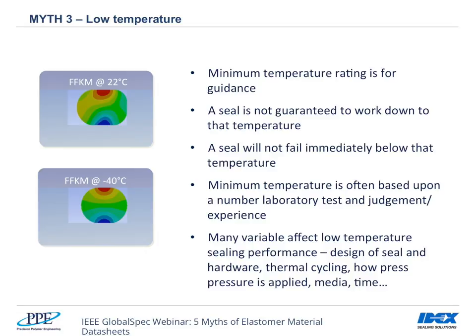At the opposite end of the spectrum, we have myth number 3, and that's around the minimum temperature rating for a material. Again, this should be used for guidance. The material is not guaranteed to perform at that minimum temperature, as there are many variables that will affect it. The minimum temperature is often based upon a number of tests, followed by judgment and experience. There are many variables that will affect the performance of a seal at these low temperatures. The design of the seal in combination with the hardware design, thermal cycling, how pressure is applied, the media and time will all have an influence.